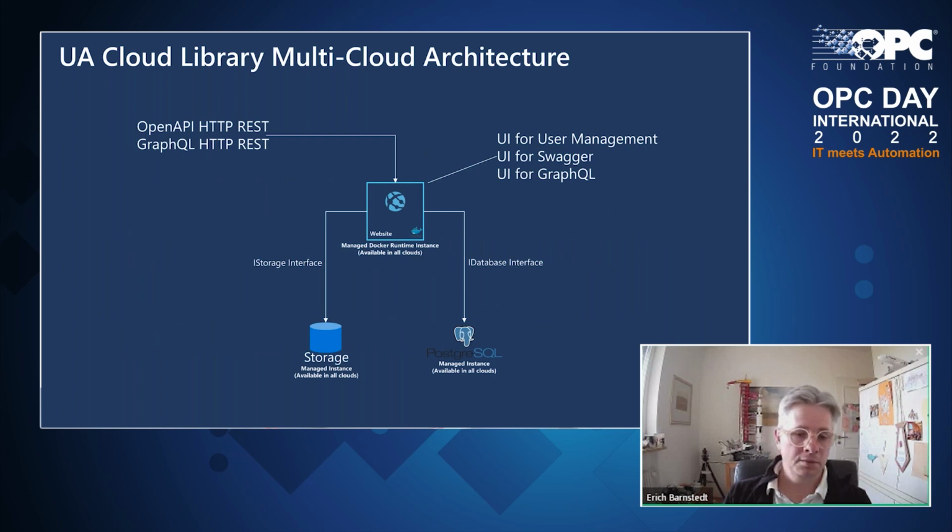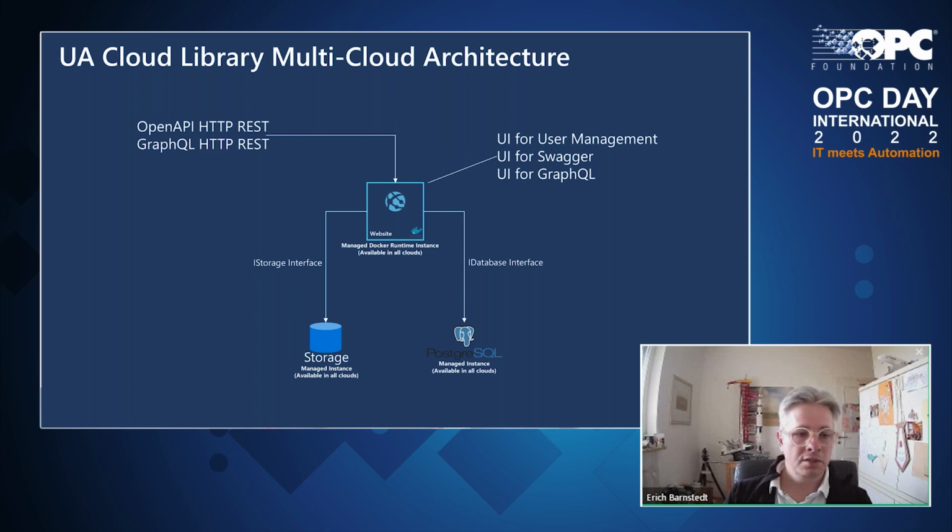So it's quite simple, actually. It wasn't that hard to make it cloud agnostic. So really, there's two different interfaces that the cloud library uses. There's a storage interface and a PostgreSQL interface, or database interface. And the default implementation of the cloud library, the way that is in the OPC Foundation GitHub repo, is for storage, we support the Azure cloud, the AWS cloud, and the Google cloud. And for the database interface, we currently only have a PostgreSQL implementation, but it is not hard to add different databases.